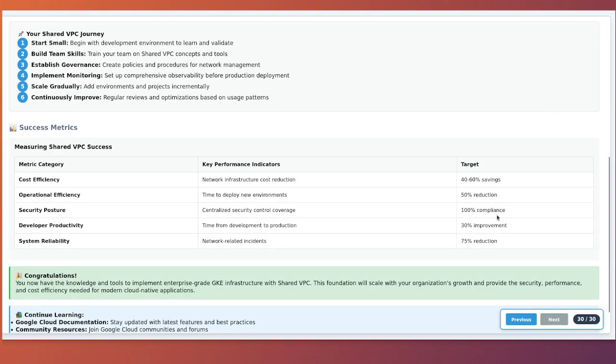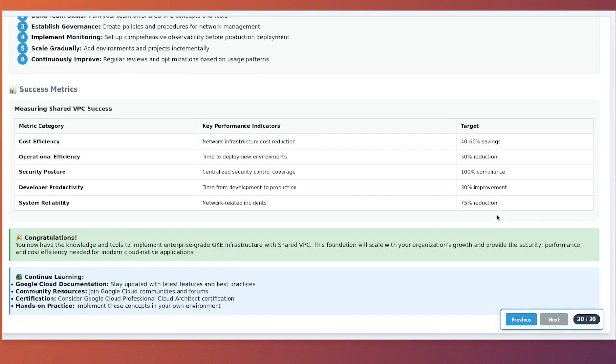Consider adopting GitOps practices for managing your infrastructure. Tools like Config Connector allow you to manage Google Cloud resources using Kubernetes manifests, providing version control and automated deployments. Multi-cloud and hybrid scenarios are becoming more common. Shared VPC integrates well with Google Cloud's Anthos platform for managing workloads across multiple environments.